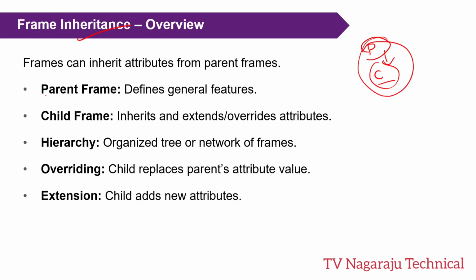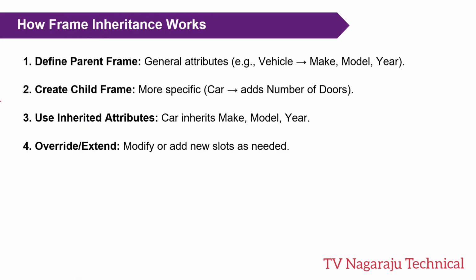Now, what are the main components? A parent frame, that is the frame that has general features. The child frame, the frame which inherits the features. Hierarchical representation, represented in a tree format. Overriding means the child frame can override the properties of the parent, or the child frame can add new features also. This is the way the frames work.